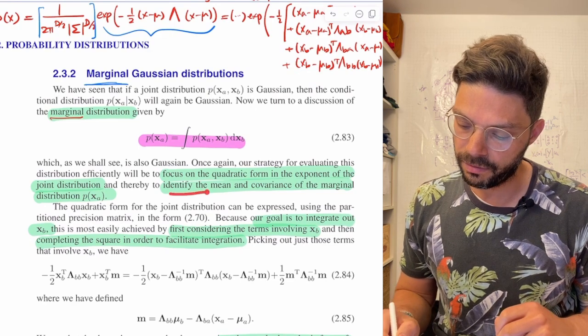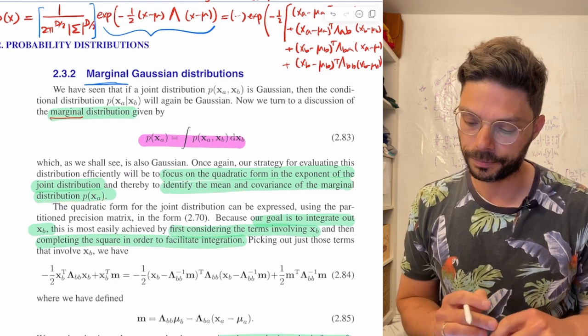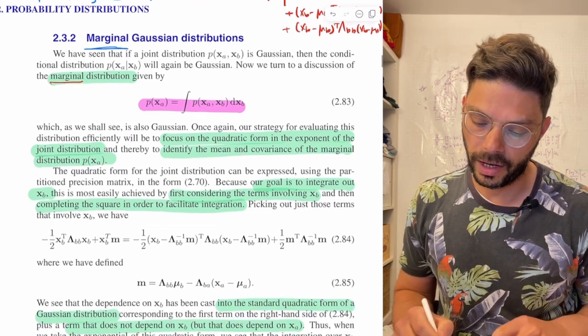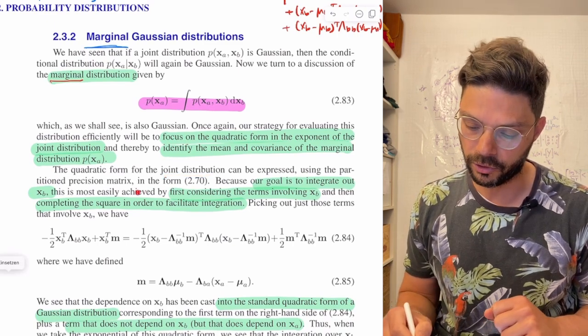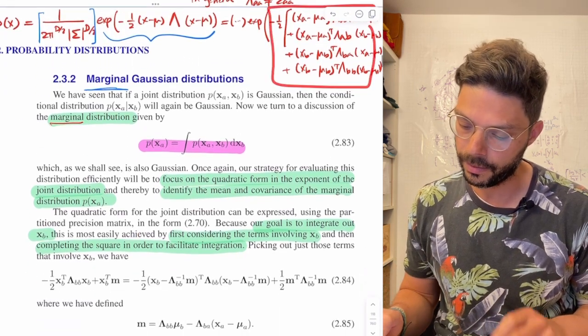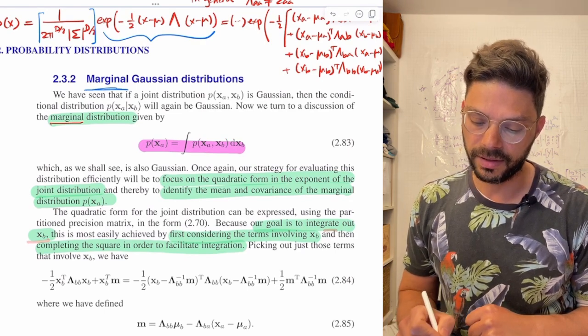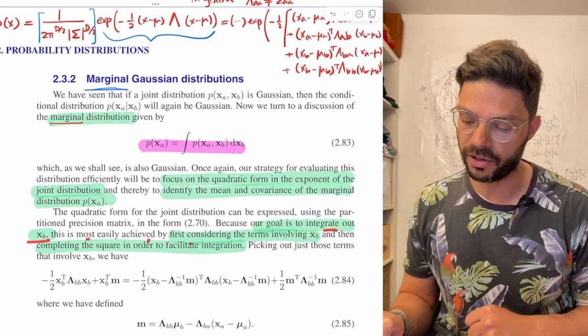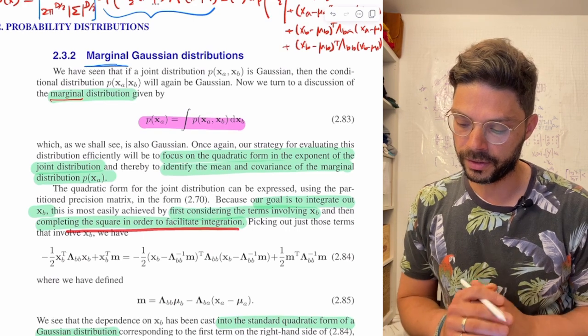And thereby to identify the mean and covariance of the marginal distribution P of x of a. Okay, so now it says the quadratic form for the joint distribution can be expressed using the partition precision matrix in the form 2.7t. So that's what we're talking about there. Because our goal is to integrate out xb, this is most easily achieved by first considering the terms involving x of b, and then completing the square in order to facilitate integration.